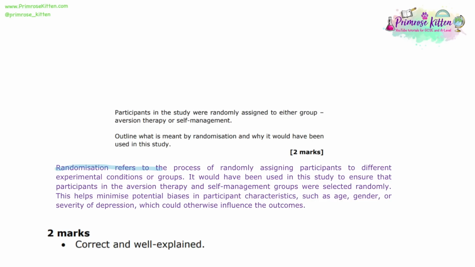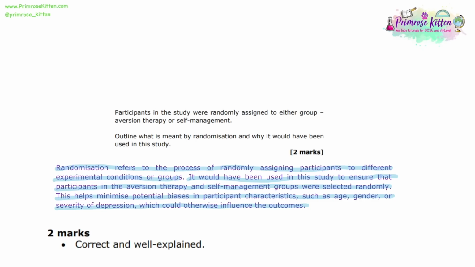Randomisation refers to the process of randomly assigning participants to different experimental conditions or groups. It would have been used in this study to ensure that participants in the aversion therapy and self-management groups were selected randomly. This helps minimise potential biases in participant characteristics, such as age, gender, or the severity of depression, which could otherwise influence the outcomes.